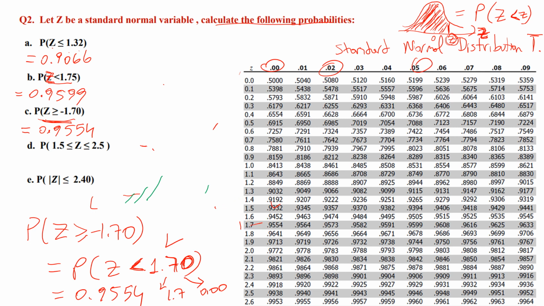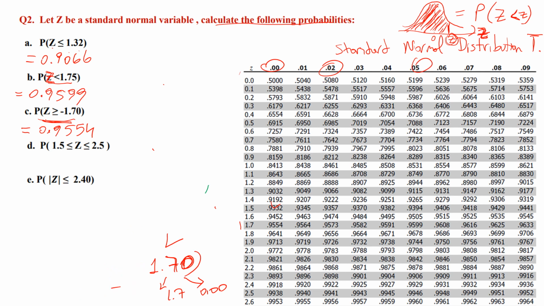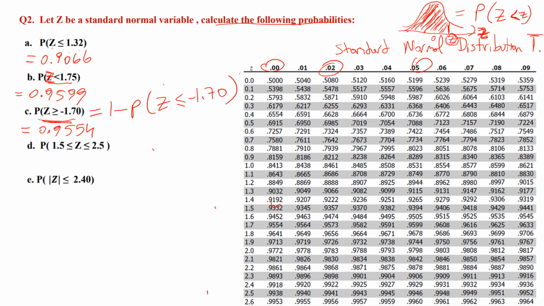But if you have the negative table, you can directly do it from the negative table, but you have to subtract that value from 1, by the way. If you want to do it with the negative, you have to put 1 minus the probability that z is less than or equal to negative 1.70 and use the negative table here. But my way is the other approach, the symmetry.